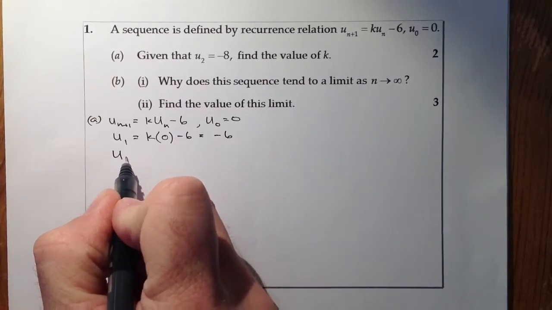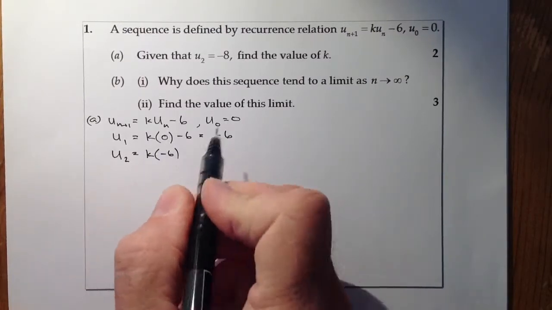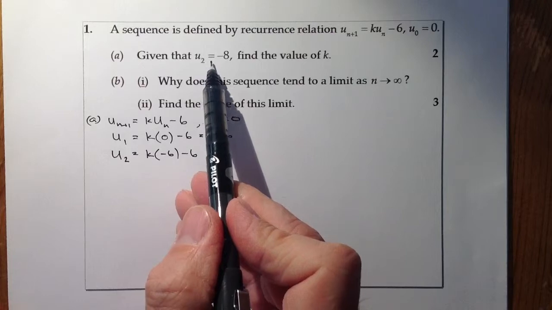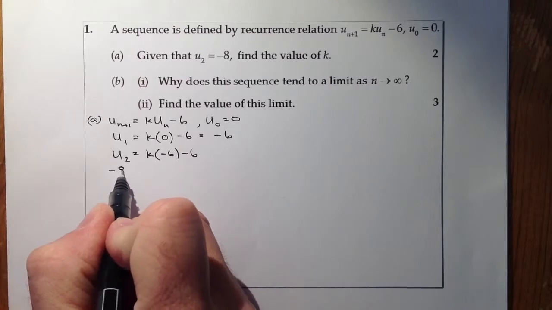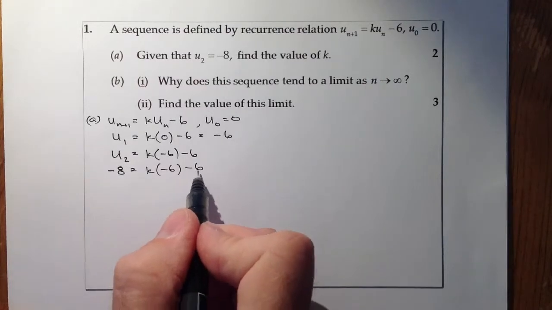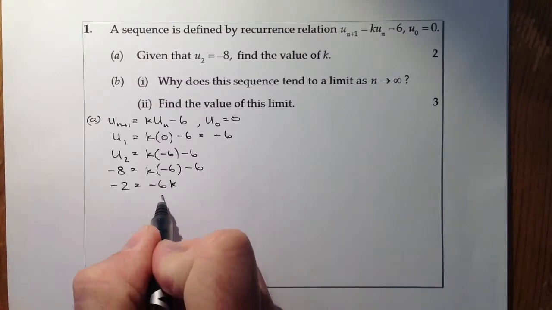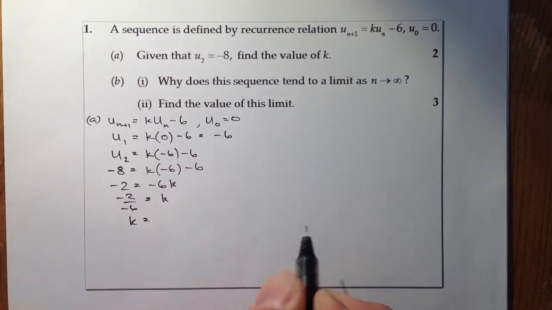Now if I went forward to u2, I know that u2 is going to be k times the -6, which is u1, minus 6. I already know the value of u2, which is -8, so I'm going to substitute that in to work out the value of k. That gives me -2 is equal to -6k. So k is equal to -2 over -6, so k is a third. And that's part A complete, just working out the value of k.